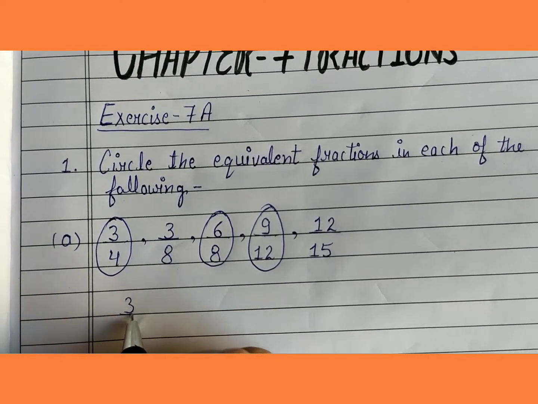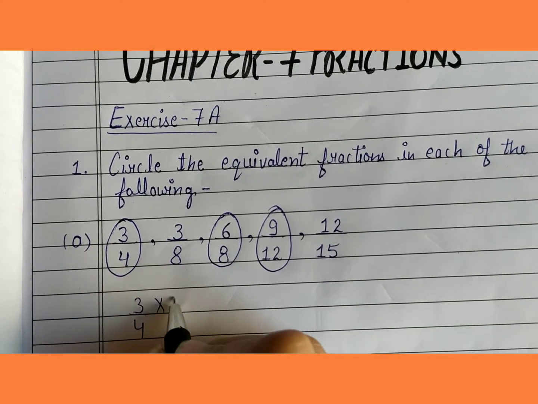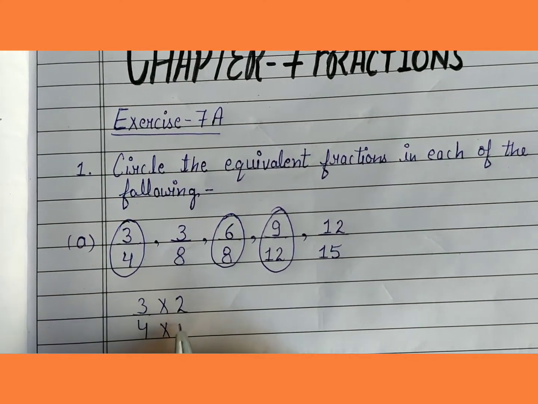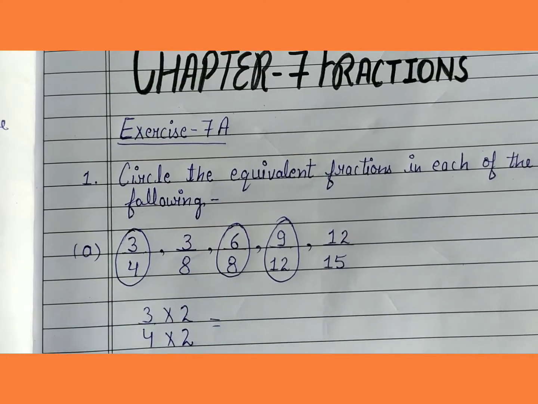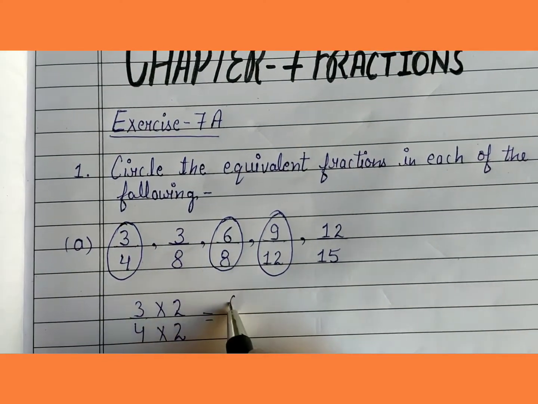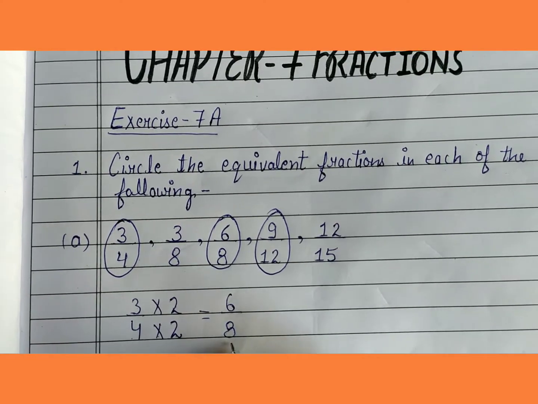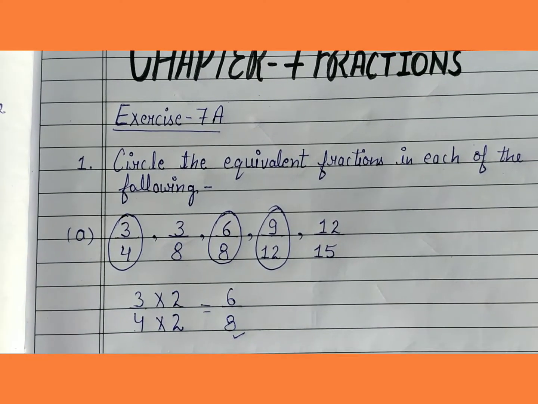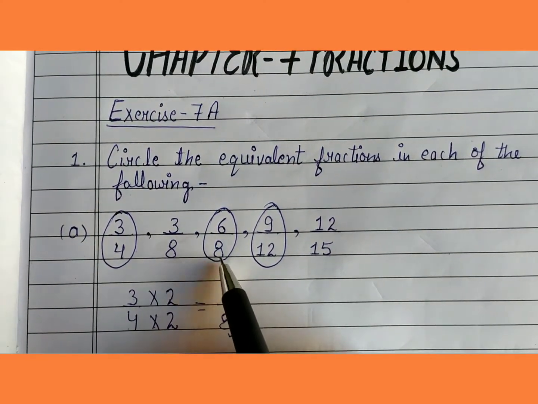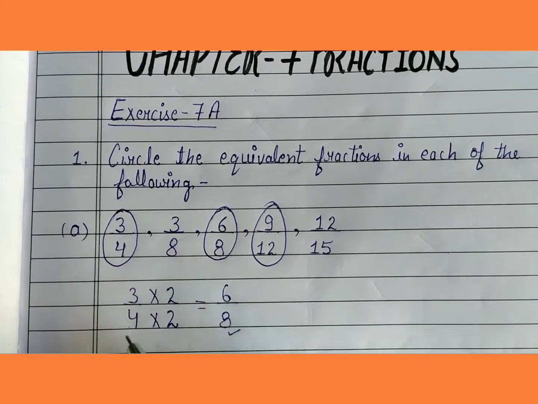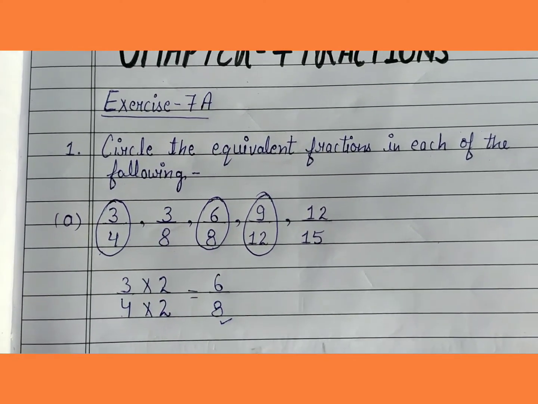Children, 3 upon 4. Multiply by 2 in the numerator and the denominator. The fraction is 3 2s are 6. 4 multiplied 2 equal to 8. The fraction is 6 upon 8. That is why 6 upon 8 is the equivalent fraction of 3 upon 4.